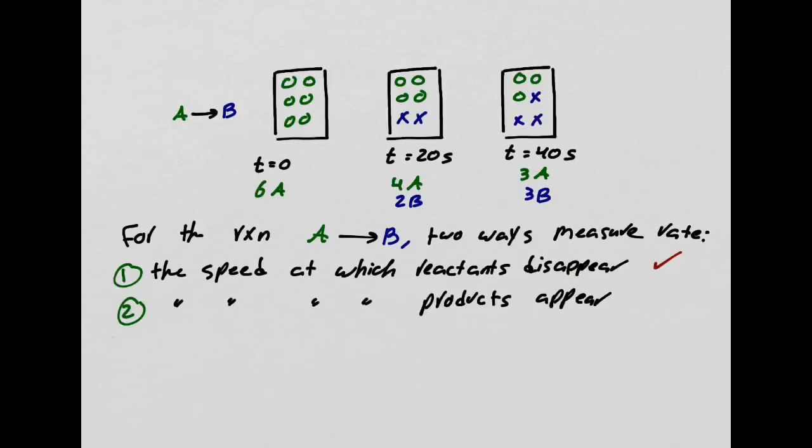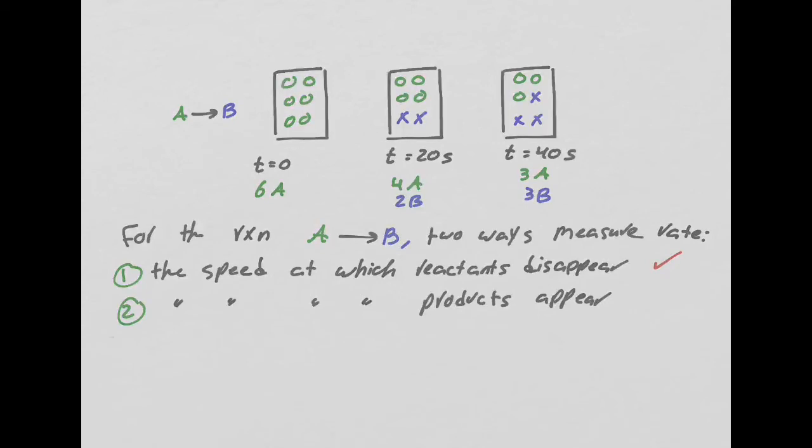So far so good? All right. So far so good again, because at the beginning you really don't have any product, and even at the beginning of the reaction you still have mainly the reactant. So it's easier to look at the speed at which reactants disappear.